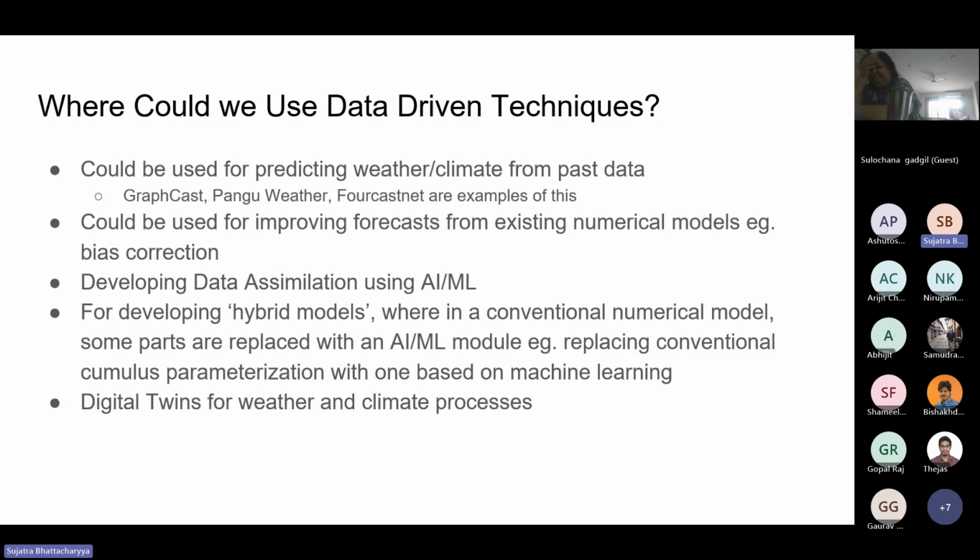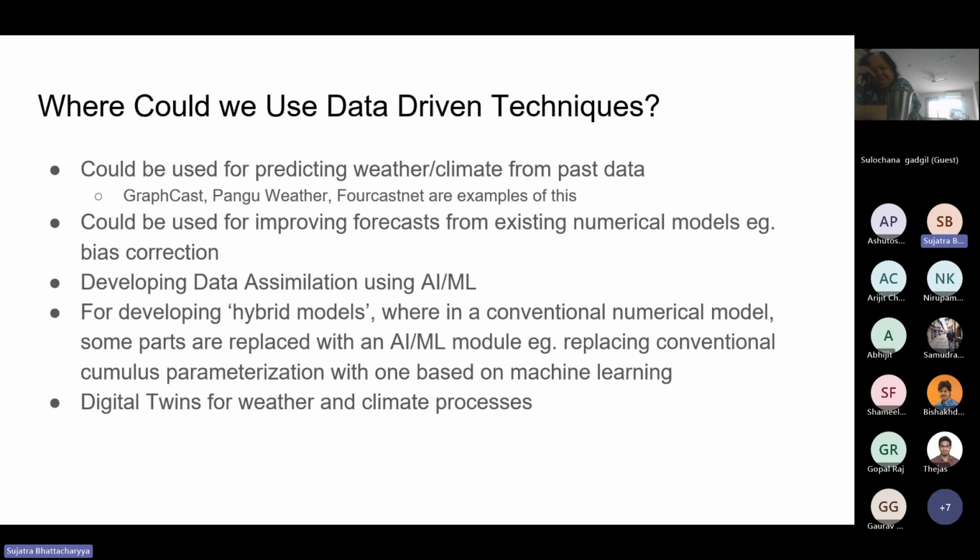So let's ask ourselves where we could use data-driven techniques. It could be used, let's say, for predicting weather and climate from past data. I think these words are now buzzwords today: GraphCast, Pangu-Weather, ForecastNet, etc. I'm sure all of you have heard of them. They are from various sources. GraphCast is from Google, Pangu is from a Chinese group. The Chinese are, I think, some of the best AI data scientists in the world, and they have come up with a very fantastic data-driven weather forecasting model. ForecastNet, I think, comes from NVIDIA.